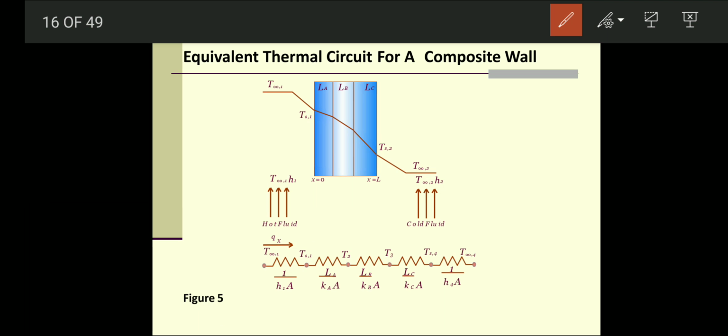Today we will study the heat conduction through a composite wall. Composite wall means multi-layer wall. So see in the diagram, here is a composite wall of slab A, slab B and slab C. LA is the thickness of slab A, LB is the thickness of slab B and LC is the thickness of slab C.